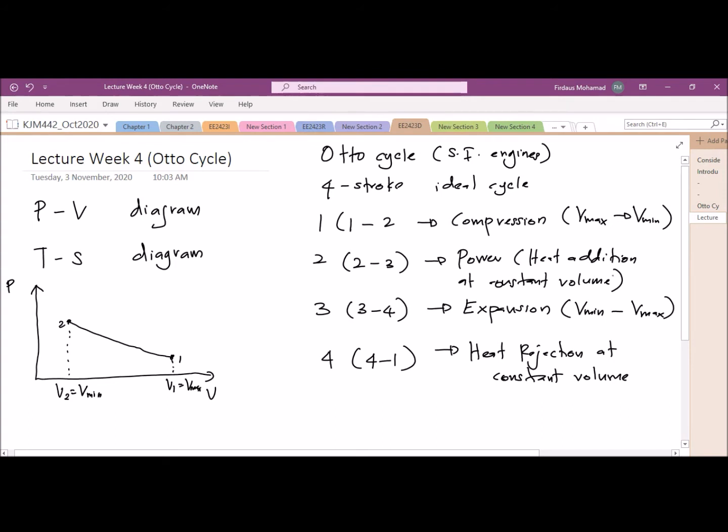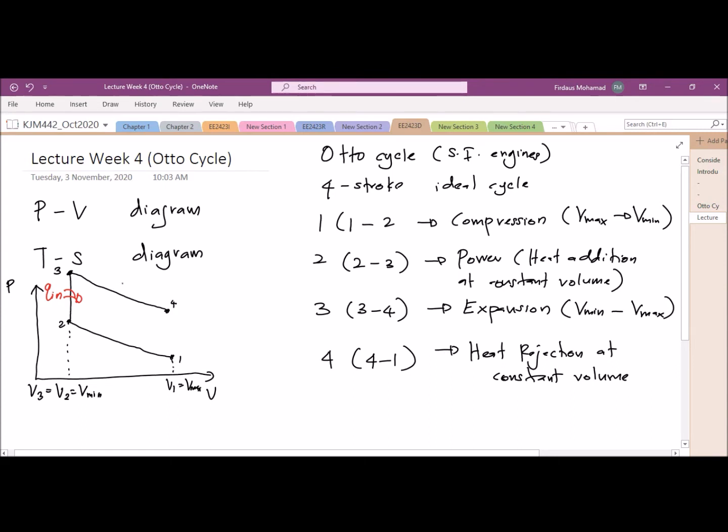The second stroke, point 2 to point 3, is heat addition at constant volume. This means the volume does not change, so V2 equals V3. This is point 3, where V2 equals V minimum, which also equals V3. At this stage we call it heat addition or Q in at constant volume. Then 3 to 4 is expansion from minimum volume to maximum volume. So we move from point 3 to point 4, where we call it expansion.